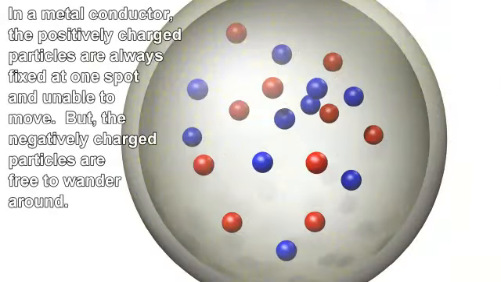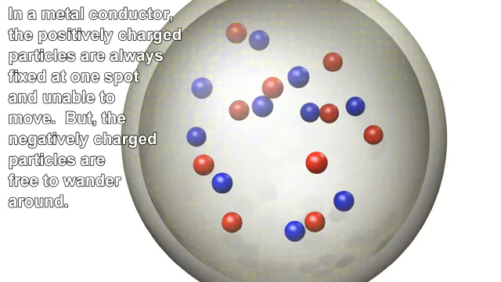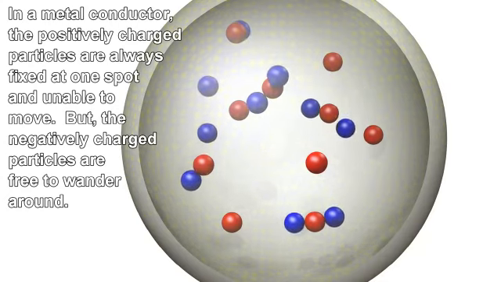In a metal conductor, the positively charged particles are always fixed at one spot and unable to move. But the negatively charged particles are free to wander around.